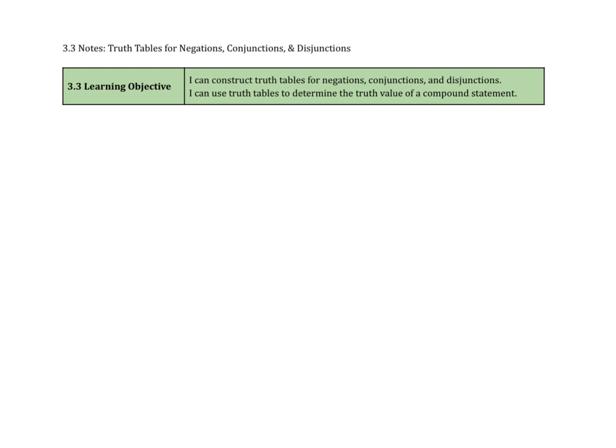And remember that conjunctions are "and," disjunctions are "or." And we will also use truth tables to determine the truth value of a compound statement. So we're going to start off with the simple truth tables for negations, conjunctions, and disjunctions.